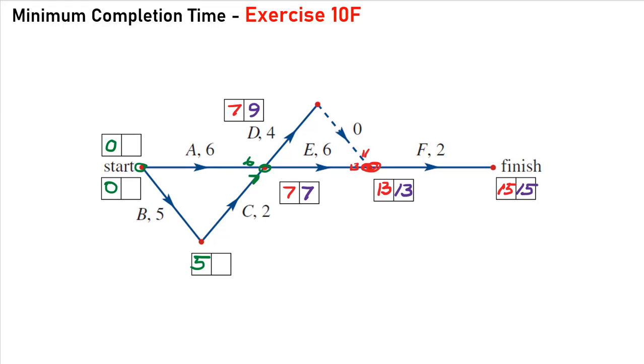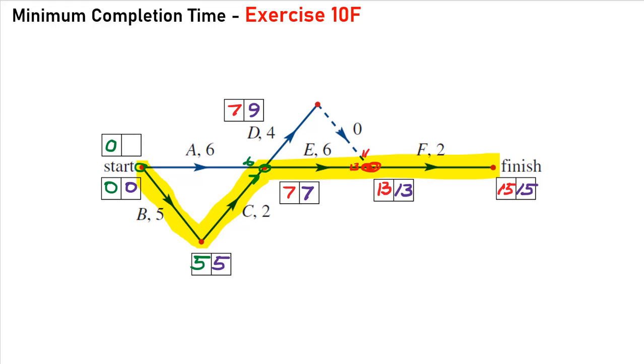If we then follow from this junction back down this way, 7 take away 2 would give us 5. 5 take away 5 would give us 0. So we have to start activity B straight away. And in fact, we could come along and highlight this path here, and that will be our critical path for the project.